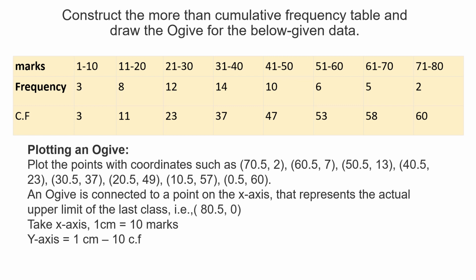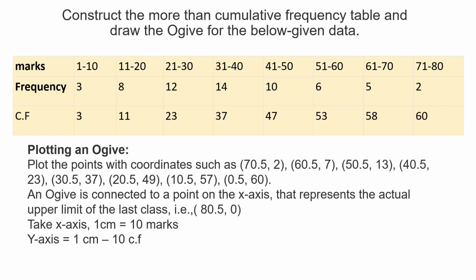Let us calculate the cumulative frequency also. 3, 3 plus 8, 11. 11 plus 12, 23. 23 plus 14, 37. 37 plus 10, 47. 47 plus 6, 53. 53 plus 5, 58. 58 plus 2, 60. Now to plot an ogive, as I told you, we are going to use the class mark, and it's a more than ogive curve.